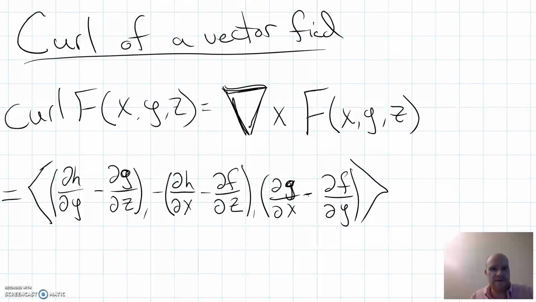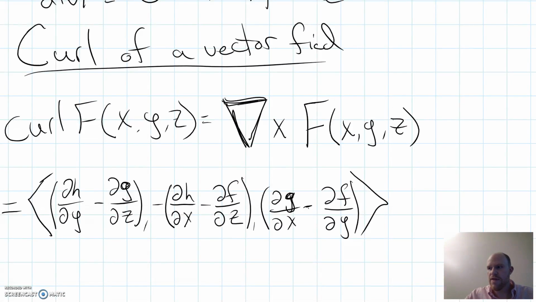Now, the curl of a vector field basically measures the rotation or the spinning effect in the function. So basically, if a fluid particle is going to start to spin or something, this is what's going to tell you. Now, the curl is the cross product of the gradient and the vector function. You can see on the screen what that results in.